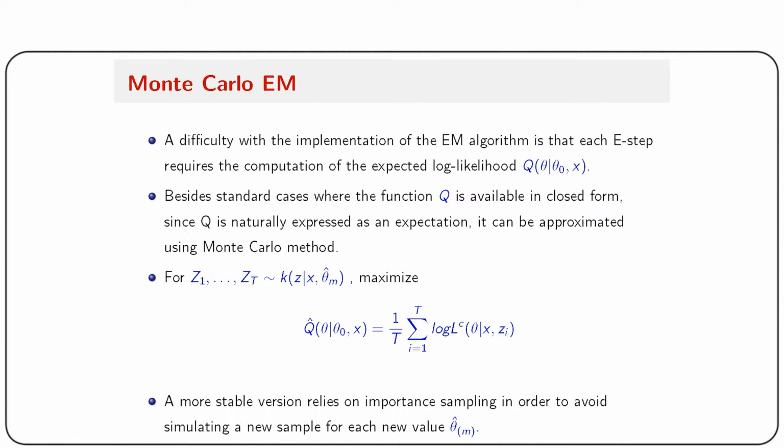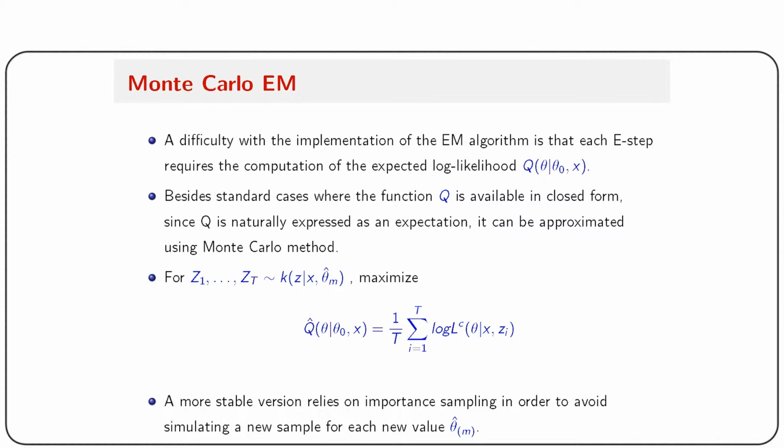In this module, we will see how EM can be implemented under the MCMC setup. A difficulty with implementation of the EM algorithm is that each step requires the computation of the expected log likelihood. Besides the standard cases where the function Q is available in closed form, since Q is naturally expressed as an expectation, it can be approximated using the Monte Carlo method.